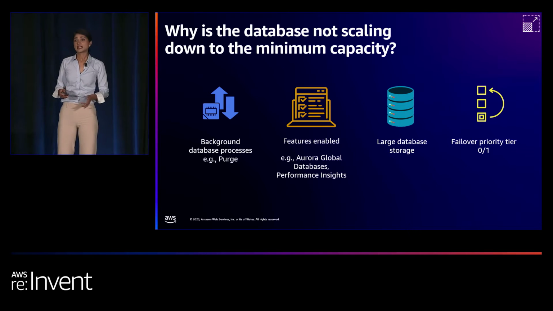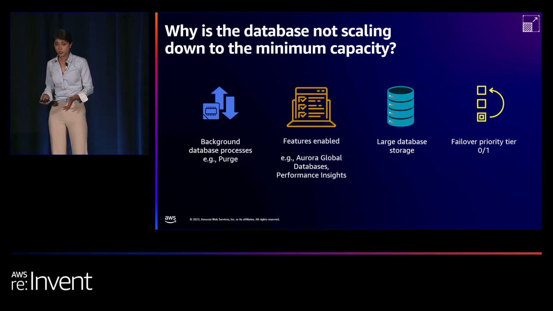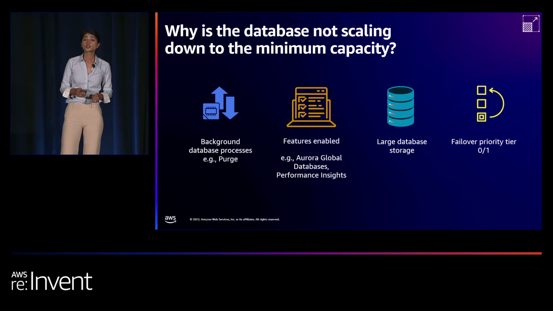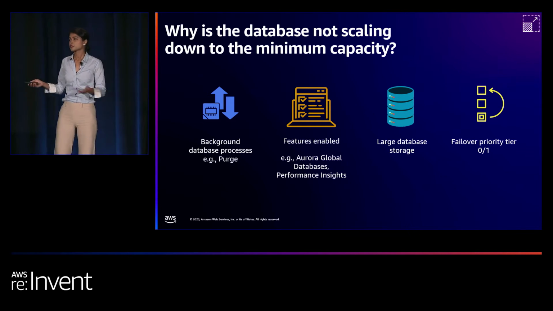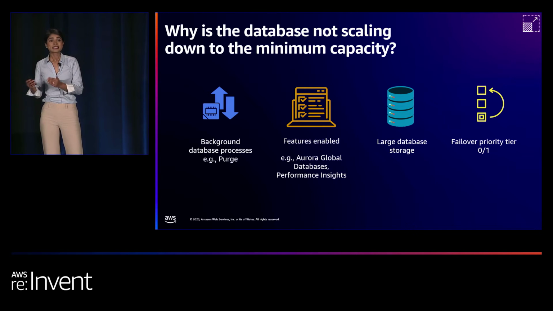Now, there are some factors where you're not running any workload, but there's something else going on in the database. It could be background processes such as vacuum or purge, where it requires resources, but your minimum is, let's say, 0.5 ACU, and the resources that you require are more than that. So then the database is not going to come down to the minimum that you set. It's going to stay at the level where it needs those resources.